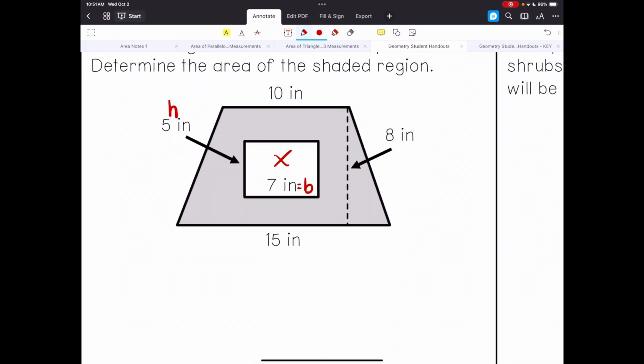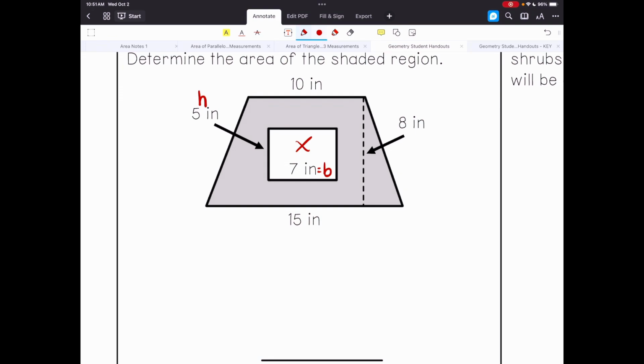So in a similar fashion, we're going to do shape 1. Okay, so shape number 1 is our parallelogram. So that's going to be base times height. And that's going to be 7 is our base, 5 is our height, for a total of 35 inches squared.